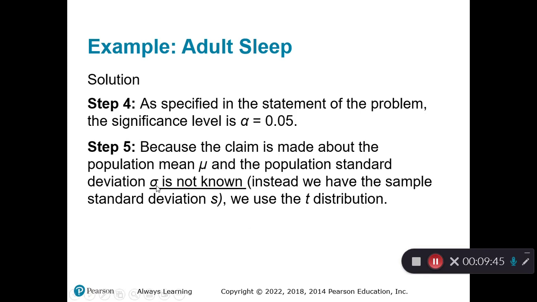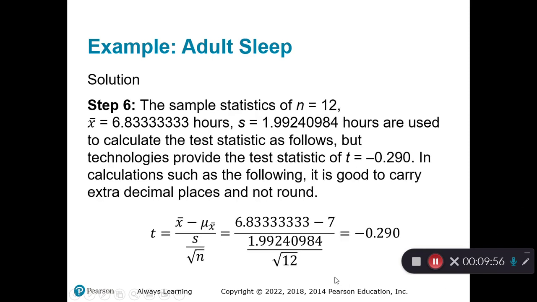And because sigma, the population standard deviation, is not known, and instead we're using the sample standard deviation S, we will proceed by using the t-distribution. Here's how we're going to calculate our test statistic. We have x bar as 6.83 repeating, minus the claimed value of mu, which is 7 hours, divided by our standard error, which will be our standard deviation from the sample, divided by the square root of the sample size 12. So we get a test statistic of negative 0.29. That will be just slightly to the left of the center, just slightly to the left of 0.